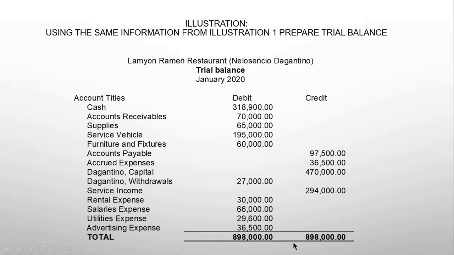Okay? So, those are the entries. That's the accounting cycle, steps 1 to 4 for now. Again, first, analysis of transactions. Step 2, preparation of the journal, or the journal entry. Step 3, posting to the ledger. And step 4, preparation of an unadjusted trial balance.